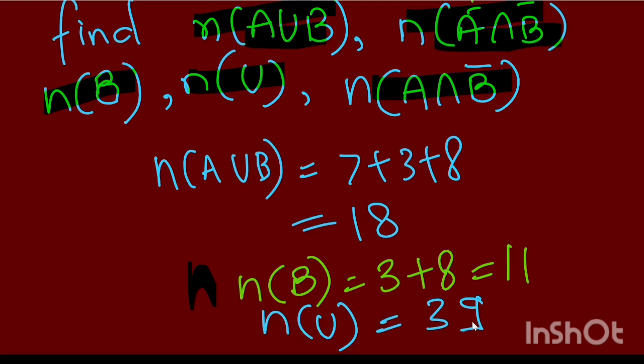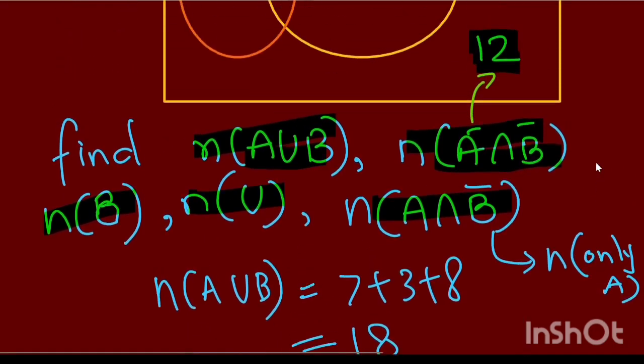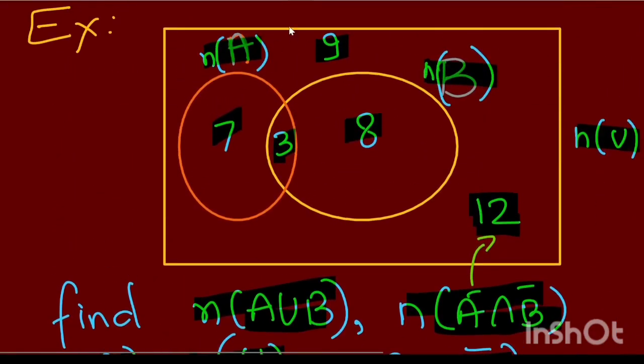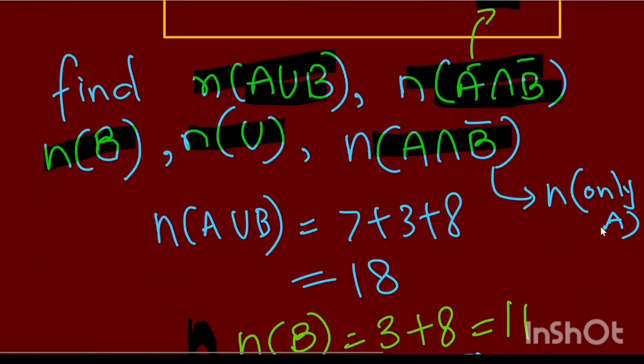Now nA intersection B bar, what is the meaning of this? We know that this means only A. The number of values in only A is, as you can see, this. So nA intersection B bar is equal to 7. That is the answer.